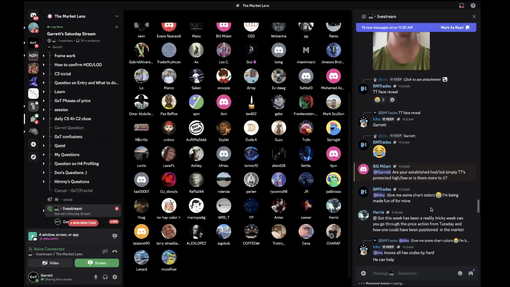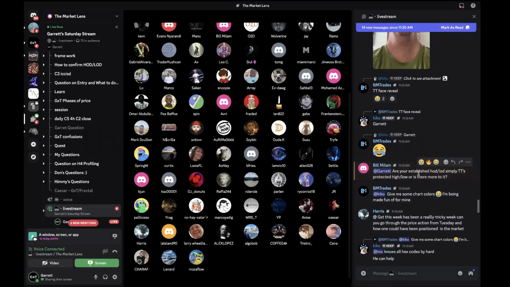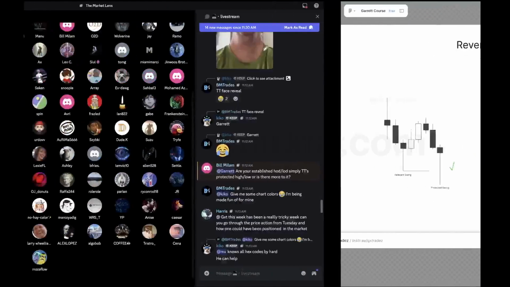Our established low today. How do you identify protected highs and lows? I don't know what that is, but a lot of times it'll be in the form of a protected low or high on the 1 hour, 4 hour time frame. This is why I have this here.